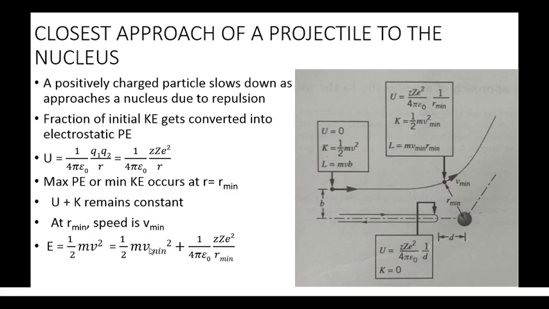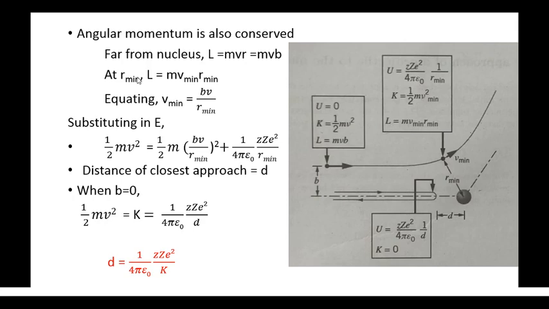Now we are going to find the equation for v_min with the help of the law of conservation of angular momentum, and substitute it here, and we will find the equation for d, that is the distance of closest approach. For that we take the angular momentum conservation law. Far from the nucleus it is mvb. At r minimum its angular momentum is mv_min r_min, and we know that angular momentum is conserved, so you can equate both these equations, find the value of v_min from here and substitute it in E.